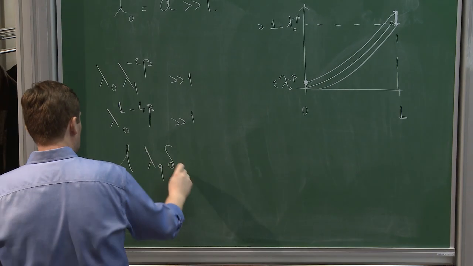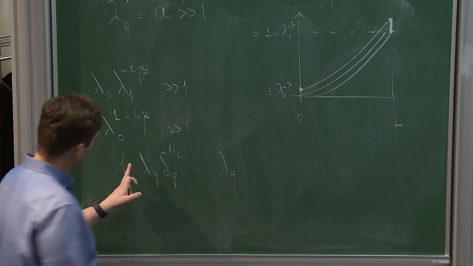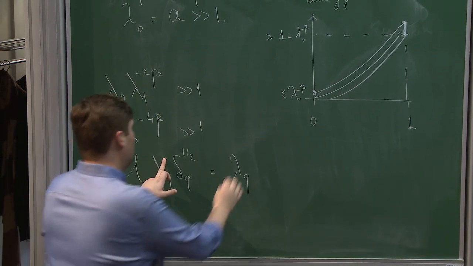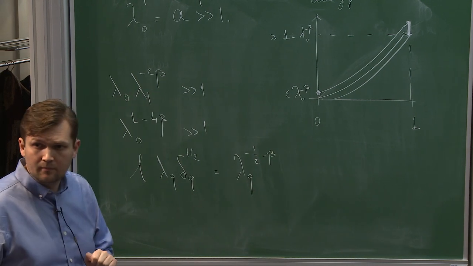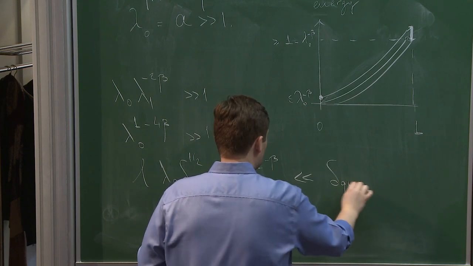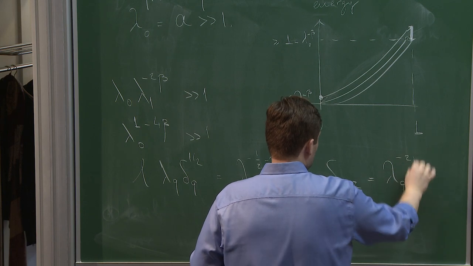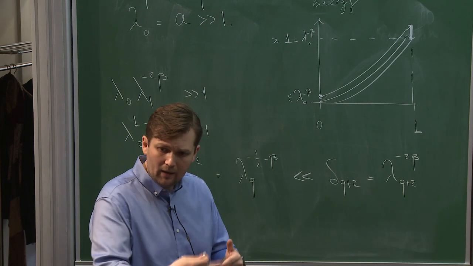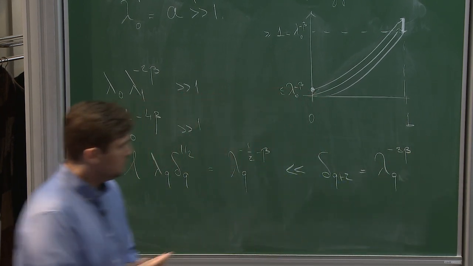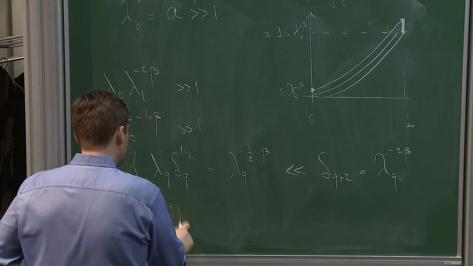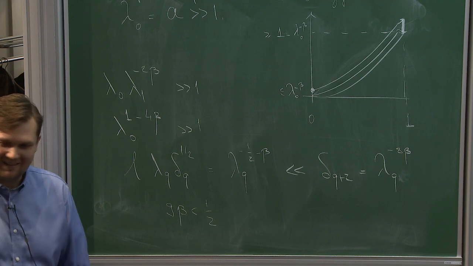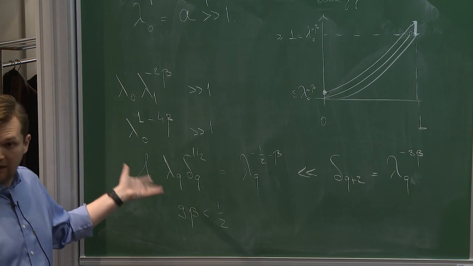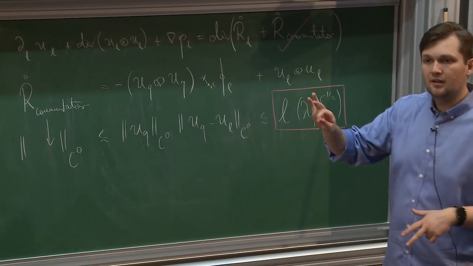So let's check. So this is exactly equal to lambda_q to the minus 3/2 plus 1, it's minus 1/2, minus beta. And the question is, is this much less than delta_{q+2}, which is lambda_{q+2} to the minus 2 beta? But here is q, there is q+2. Every time, because I've chosen b equal to 2, you square. So this is the same as 8. And of course, this means that you need 9 beta to be less than 1/2. So, okay, make beta less than whatever, 1 over 20. So this is okay. So it means that this stress that I got here, I don't even have to touch. I can already just leave it there. I don't have to touch it.